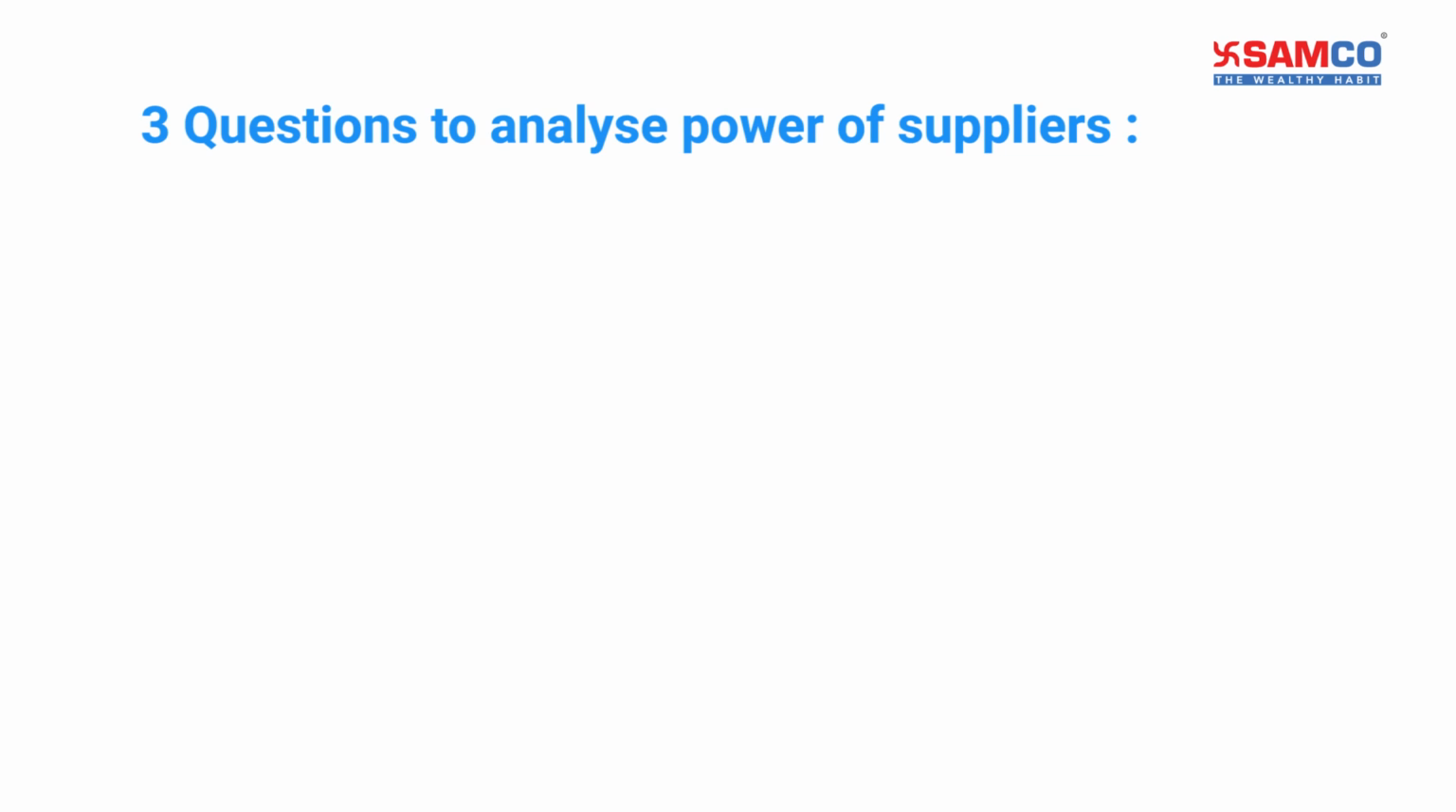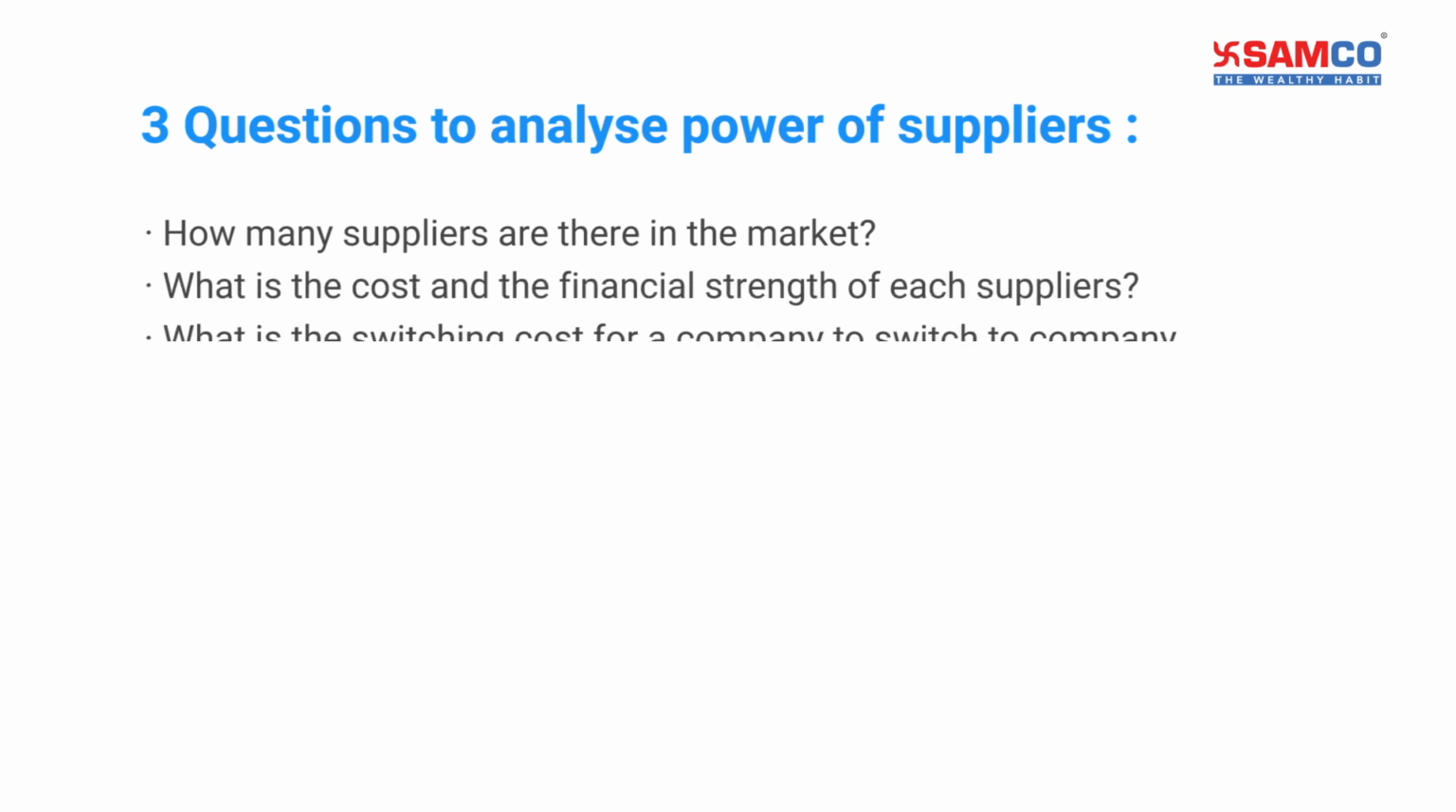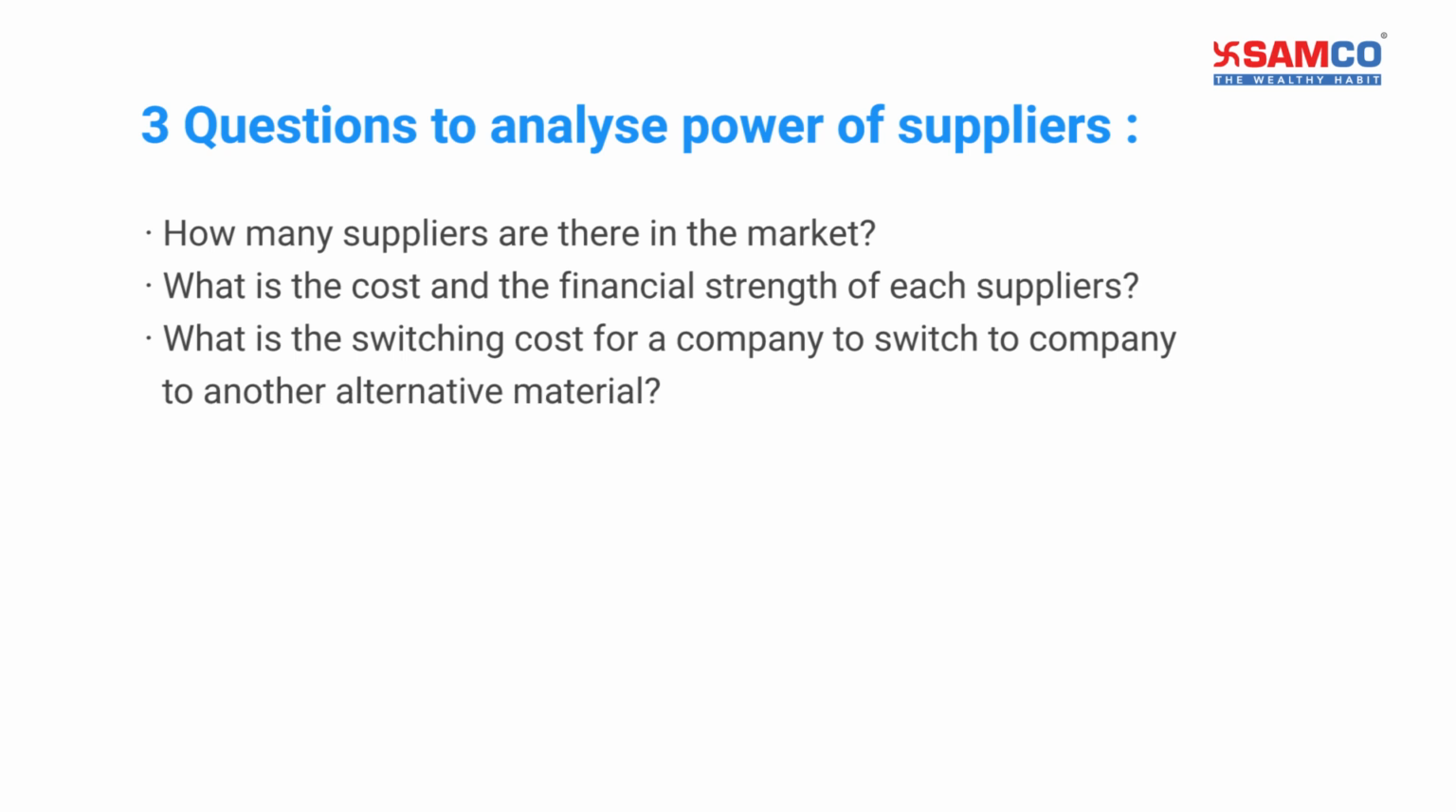To make your research more thorough, ask these three questions. How many suppliers are there in the market? What is the cost and the financial strength of each supplier? And what is the switching cost for a company to switch to another alternative material? This will give us an idea of how much a company is dependent on external forces.